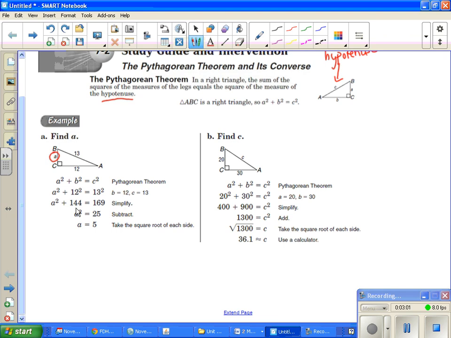12 squared is 144, 13 squared is 169. If I subtract 144 from both sides, I end up with 25. And then to undo the square, you got to do the square root of both sides. The square root of 25 is 5. So we find out that the other side length is actually 5.